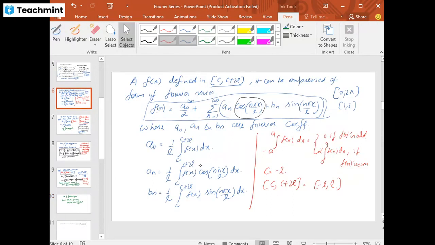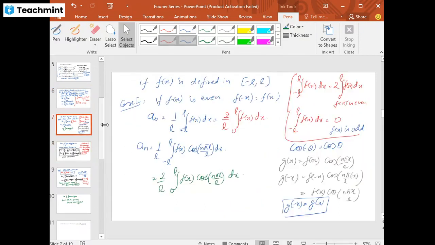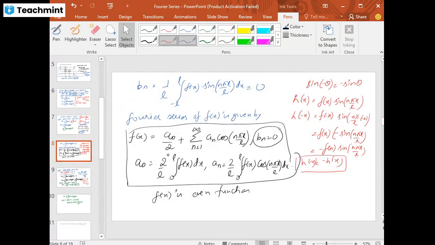But if your interval is in the form of minus L to L, like minus 2 to 2, minus 1 to 1, minus pi to pi, then the first step is to check whether your function is an even function or an odd function. The condition of an even function is f of minus x equals f of x. If it is so, the Fourier series of the function is given by a naught by 2 plus summation an cos n pi x upon L. That is, the value of Fourier coefficient bn is 0. And a naught and an can be calculated with the help of this formula.